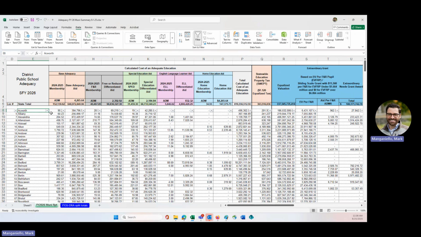So you'll see towns, and then you'll see something called ADMR. This is ADM. What we're doing when we determine the adequacy for Ackworth, we are looking at all of the students who reside in Ackworth and are attending a Fall Mountain funded education. So there's 90.2 students who reside in Ackworth and are the responsibility of Fall Mountain to provide an education. This would not include home education students, non-public students, EFA students, or charter school students. It's just the students that are district public school students.